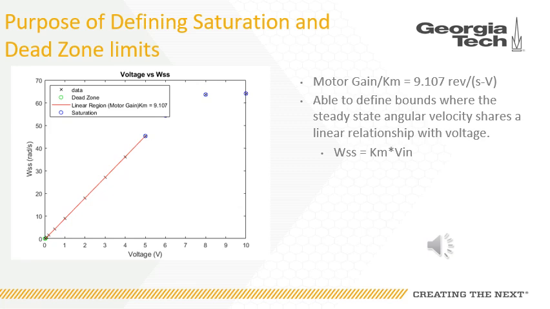So what is the purpose of defining the saturation and dead zone limits? Well, we are able to define the bounds of the linear region, which enables us to obtain the motor gain constant Km, which equals 9.107. And this was done by simply dividing the angular frequency at steady state by the input voltage, or simply finding the slope of the red line.